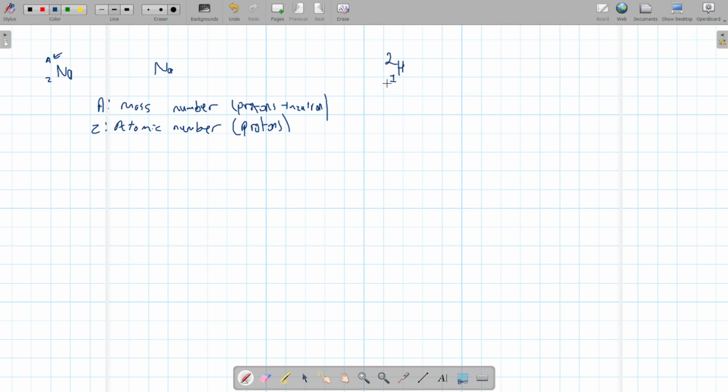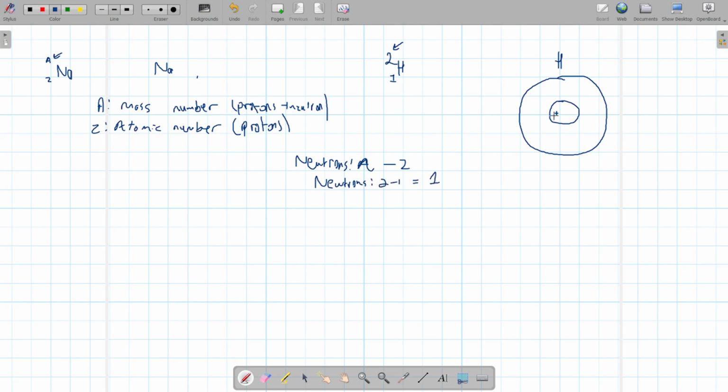So what does that mean? That means Z is 1, so there's 1 proton. Let's draw the hydrogen, just so you guys understand. The nucleus of the hydrogen would contain 1 proton, so I'll put a plus. Since 2 is the mass number, how do you find the neutrons? To find neutrons, it's always the mass number, which is A, minus the atomic number, which is Z. A minus Z, and in this case the neutrons are 2 minus 1, which is 1. This is how you find neutrons. So I'll put a dash. Dash is neutron.